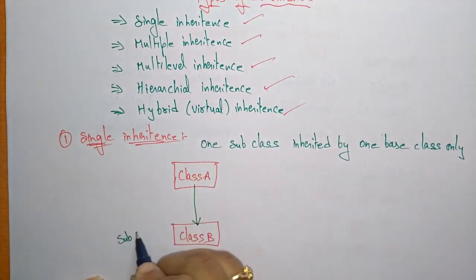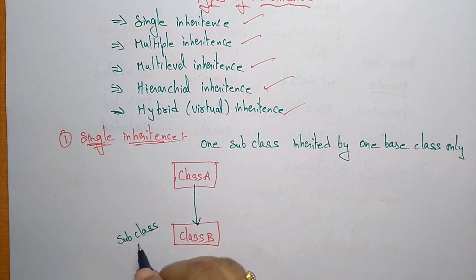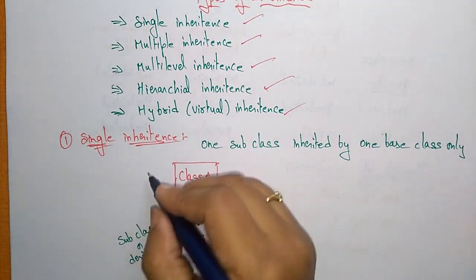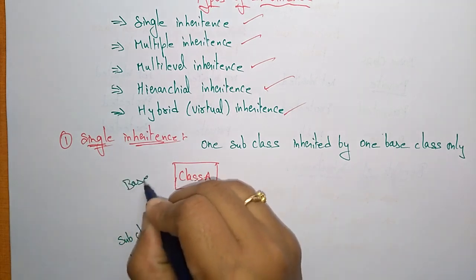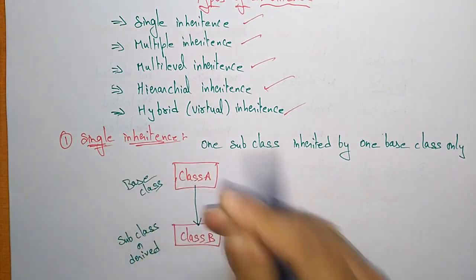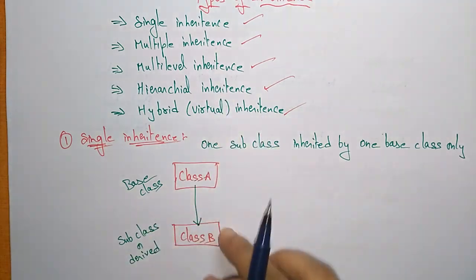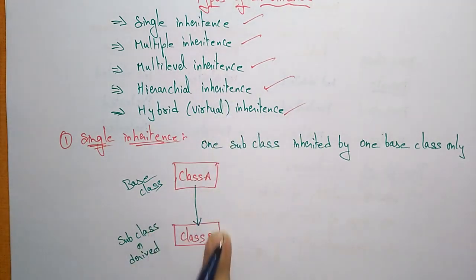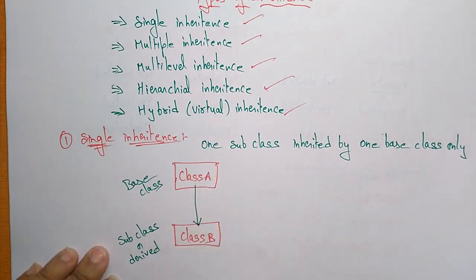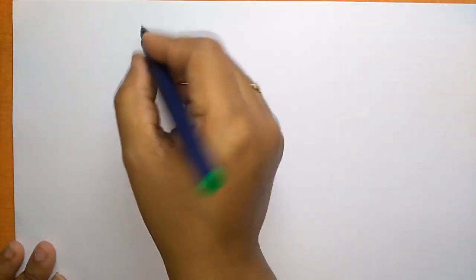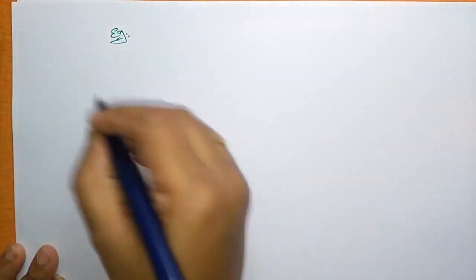So this is a subclass, or you also call it a derived class, and this is the base class. This subclass inherits the properties of the base class. This you call a single inheritance, only one to one. Let us take one example for the single inheritance. So let us see the example.